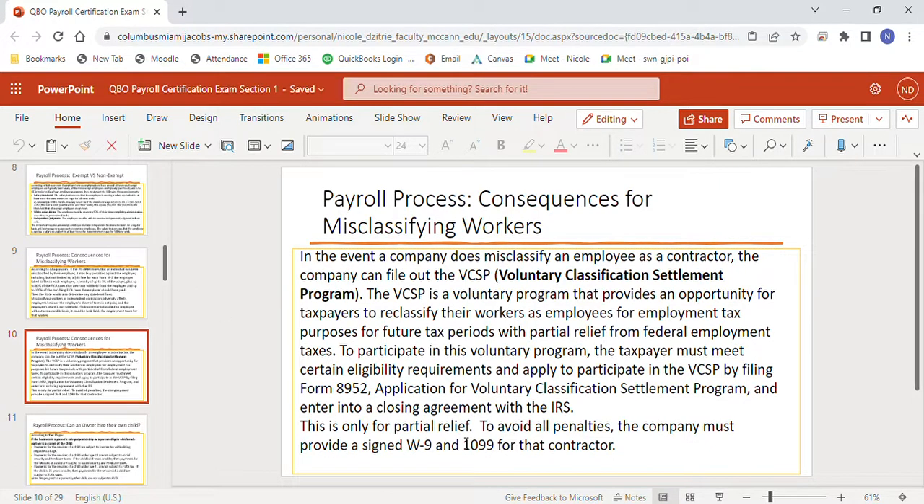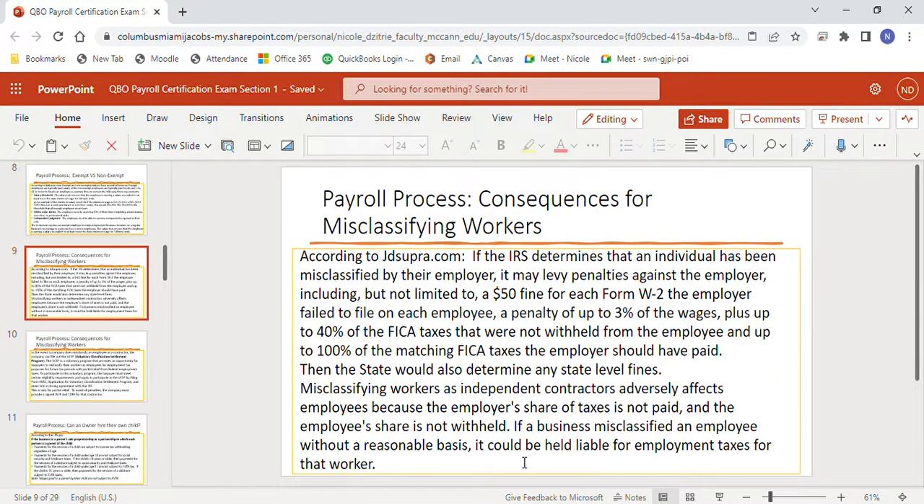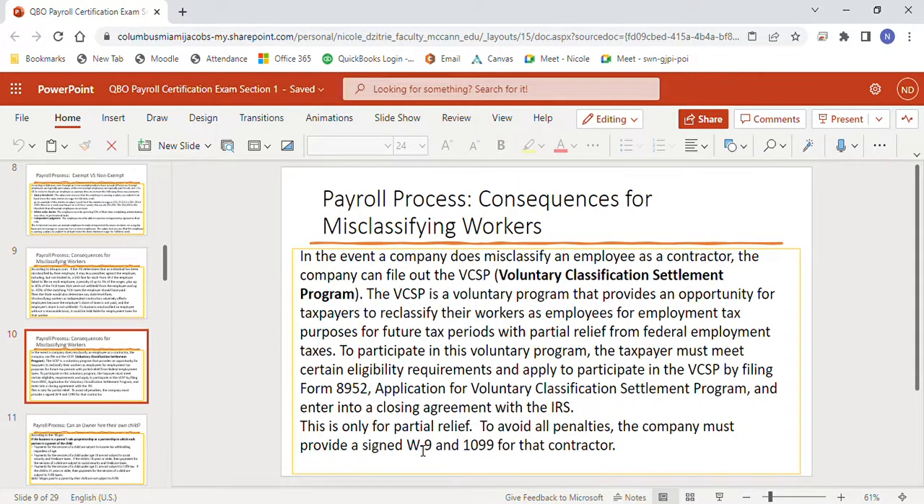To avoid all penalties, the company must provide a signed W-9 and 1099 for that contractor and be able to prove they have a reasonable basis. That's the actual term they use on the IRS. So prove reasonable basis for using that worker as a contractor. So to avoid all penalties, you need to prove reasonable basis as well as provide that W-9 and 1099.